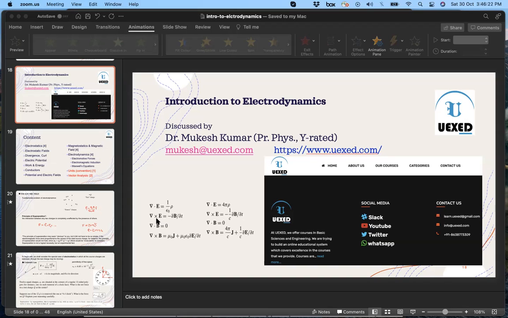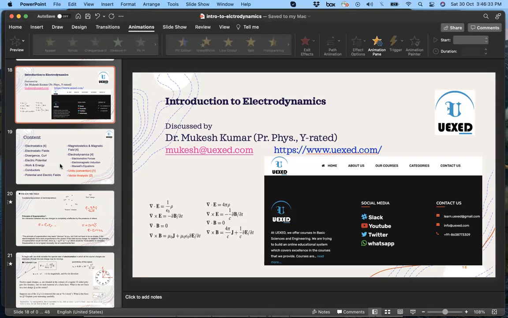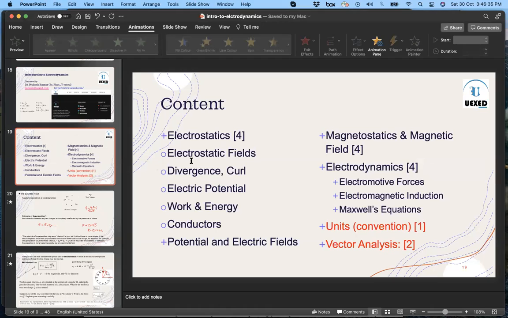Since we have not yet covered the magnetic field, obviously this term is not there. So we will see how things go there. My idea is to discuss divergence and curl today. Then in the next session, because this is a very long topic, I will go to electric potential and work and energy, and they are convoluted. So I will try to cover this in the next session.